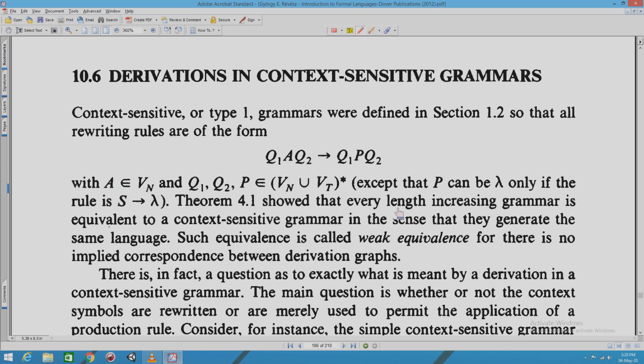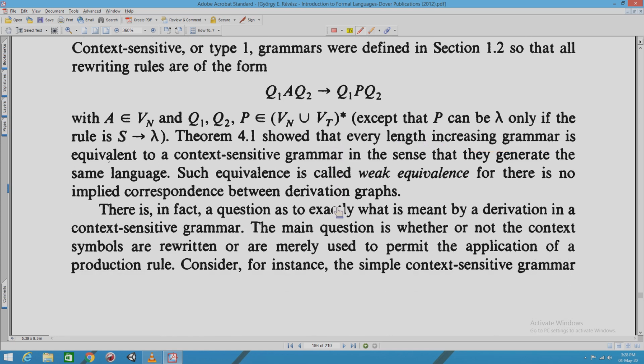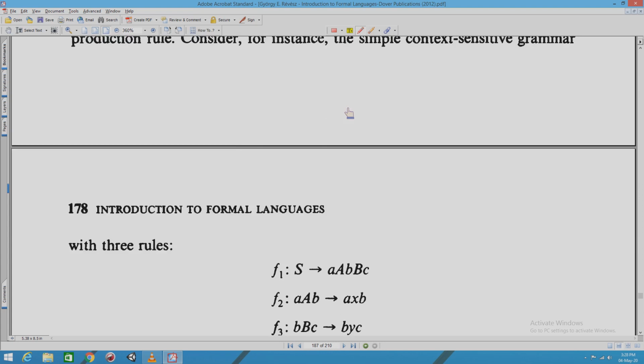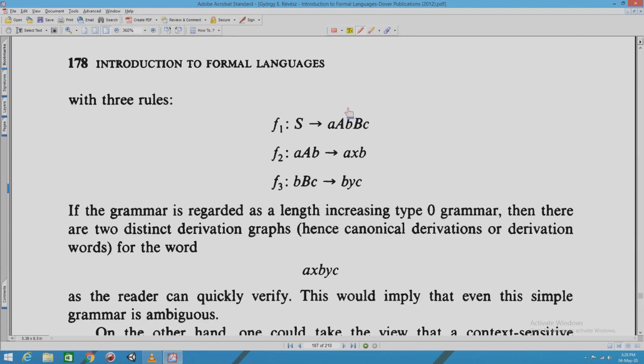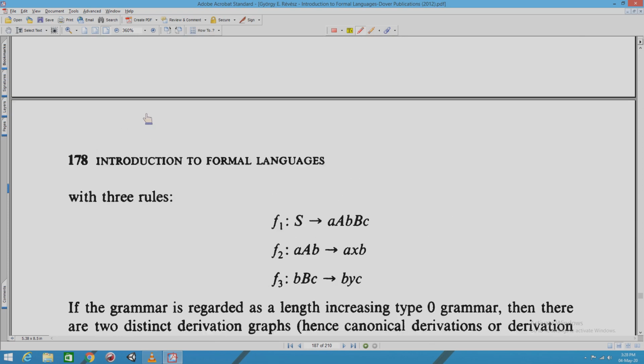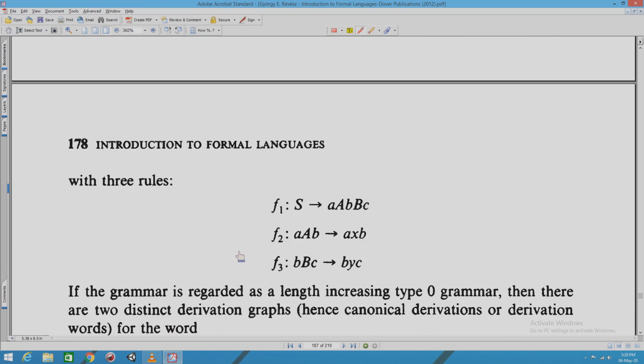So basically these production rules are either equal in length, if the length of P is 1, or if the length of P is greater than 1, then the length will be increased. So such productions usually increase the length, and they are known as length increasing productions. Similarly, the grammar will be termed a length increasing grammar. So a context sensitive grammar will have all the productions of this form.